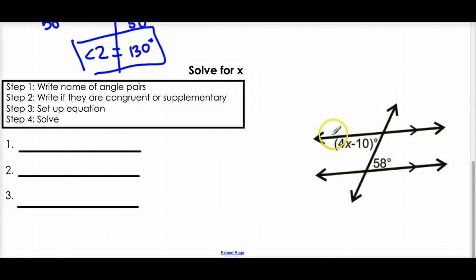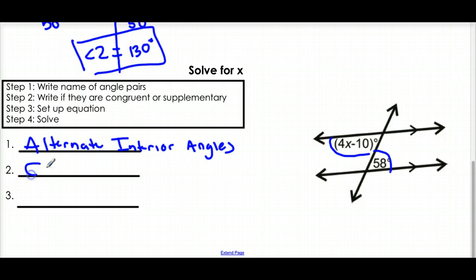Now, finally, we're going to solve for x. The steps don't change. What we're going to do is first identify our angle pair. We got this guy and this guy. They're on the interior and on opposite sides, so these are alternate interior angles. Alternate interior angles are always congruent. And so I can set these equal to each other, because congruent means the same measure, the same size. So 4x minus 10 is going to be equal to 58, because these are congruent angles. They're going to be equal.